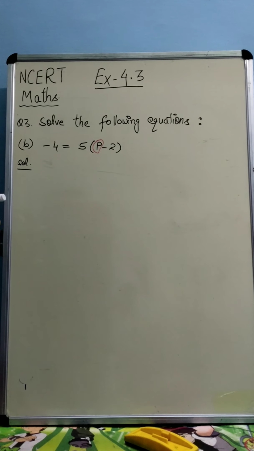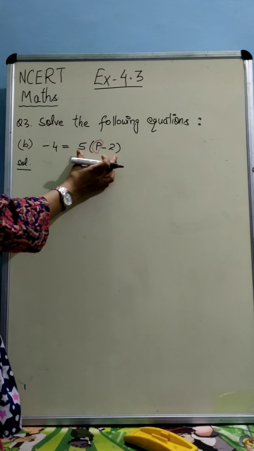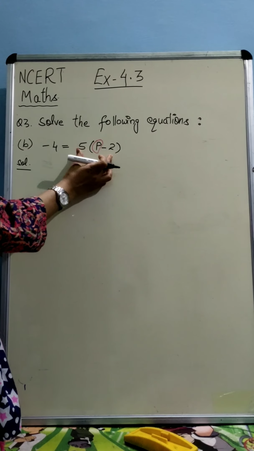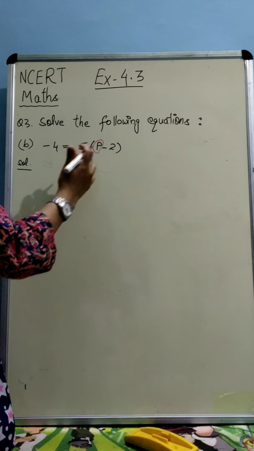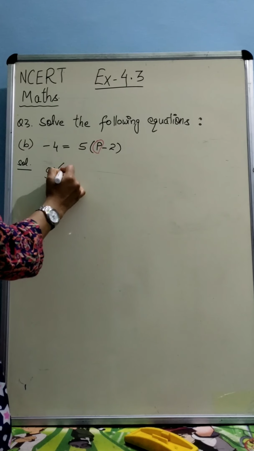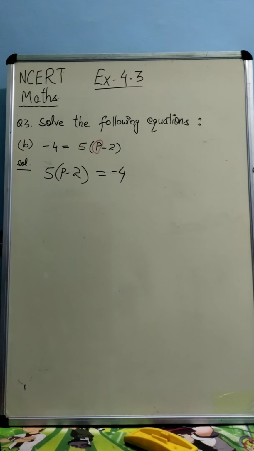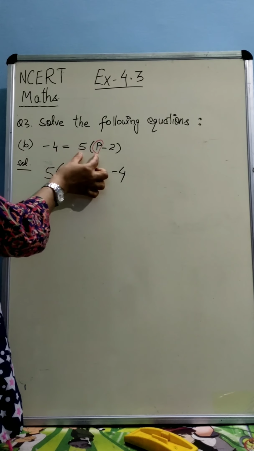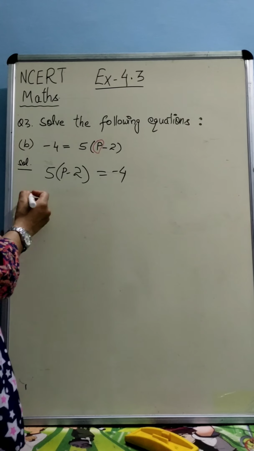Okay. So what we will do is, first step, we will write this P containing term on the LHS and this minus 4 we will take to the RHS. So we can write like this. Okay, it's the same. A is equal to B or B is equal to A. It is the same.